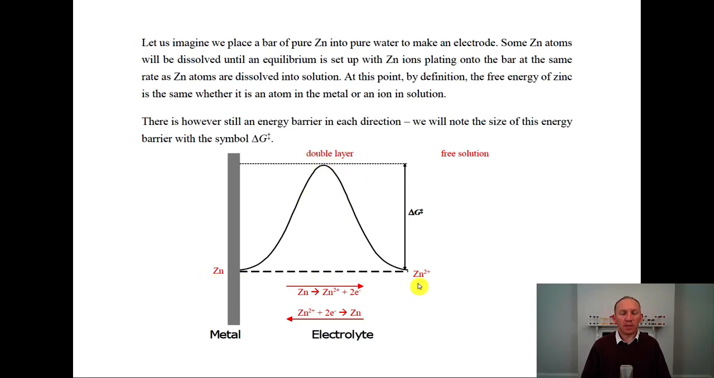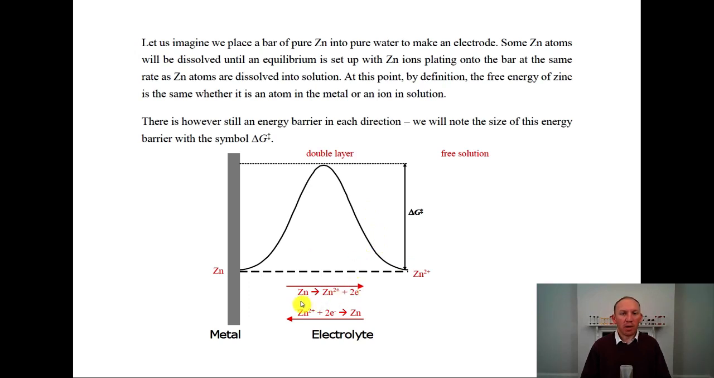So if the zinc and the zinc 2 plus ions are in equilibrium, then by definition they have the same value of the Gibbs free energy. So I'll have atomic zinc at this level of free energy and then ionic zinc 2 plus at the same level. We've drawn in on this profile an energy barrier across the double layer. That is to say, in illustration, that there will be a region where it will be more difficult for the ions to cross over.